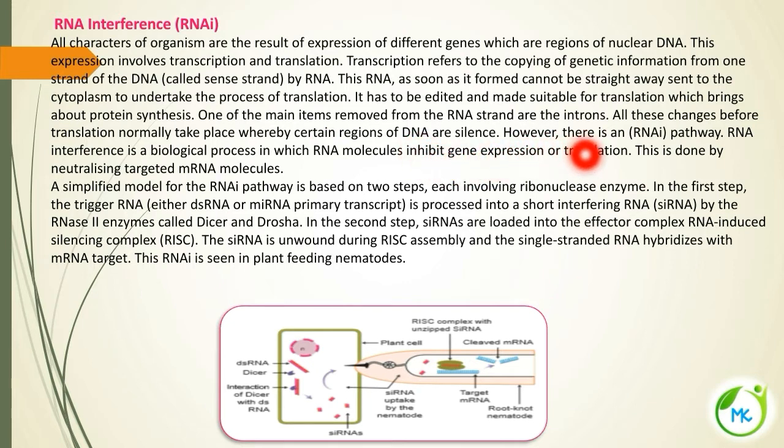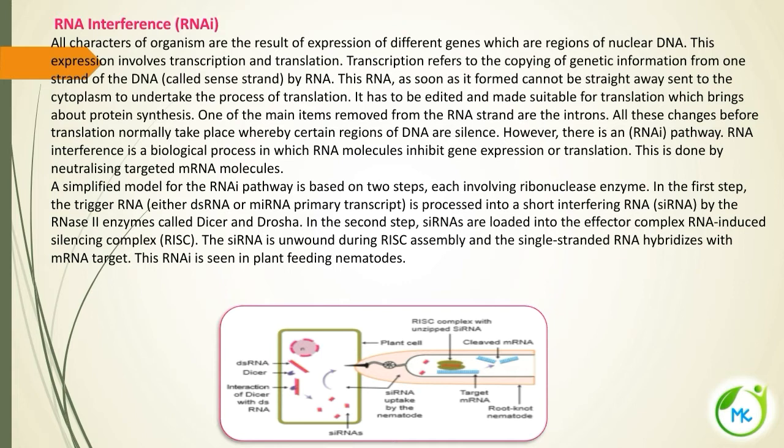However, there is an RNAi pathway, that is the RNA interference pathway. RNA interference is a biological process in which an RNA molecule inhibits gene expression or translation. This is done by neutralizing the targeted mRNA molecule. So we are preventing the expression of the RNA, and that's why it is called RNA interference.